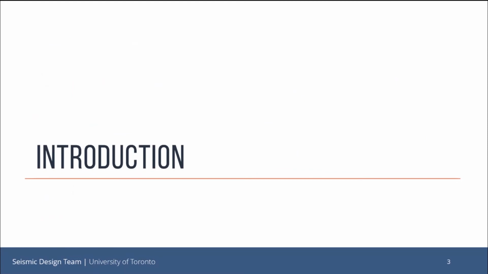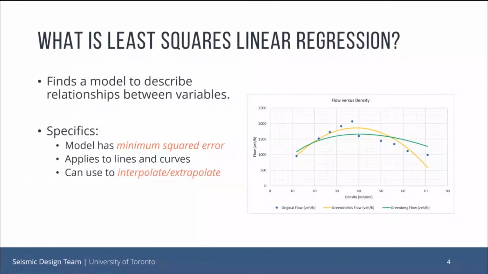So the introduction. What is least squares linear regression? In its most simple terms, it's a method that mathematicians, engineers, statisticians, or anybody who is interested in wondering how data relates with some other data, it's used to find a model to describe relationships between variables.